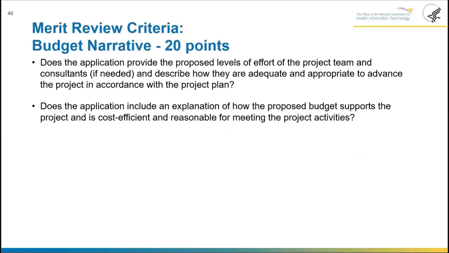And finally, we have the budget narrative section, which is worth 20 points. The criteria that will be used to assess the budget narrative includes the following. Does the application provide the proposed levels of effort of the project team and consultants if needed? And does it describe how they are adequate and appropriate to advance the project in accordance with the project plan? Does the application include an explanation of how the proposed budget supports the project and is cost efficient and reasonable for meeting the project activities?